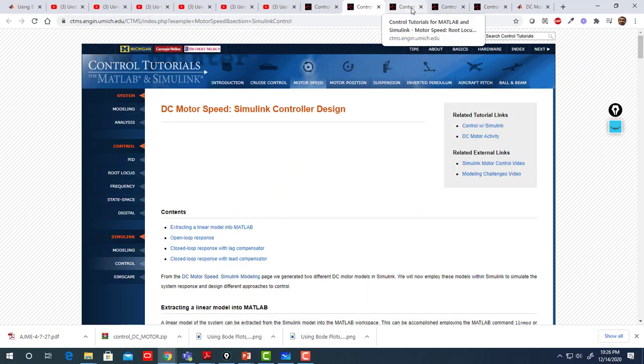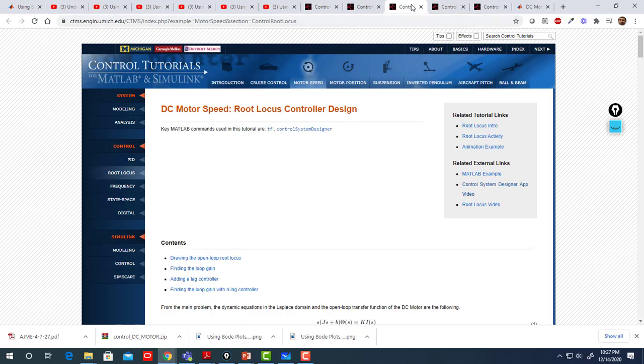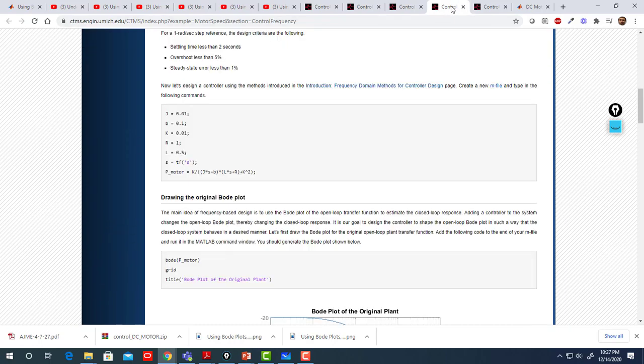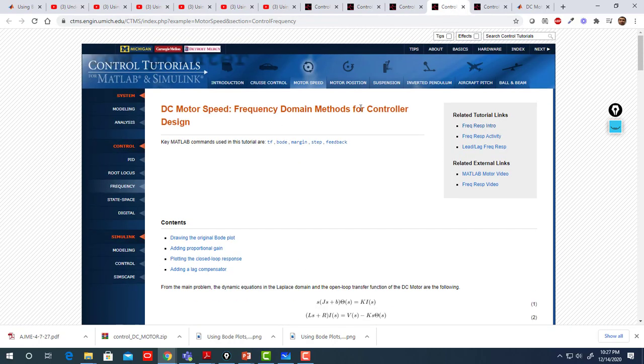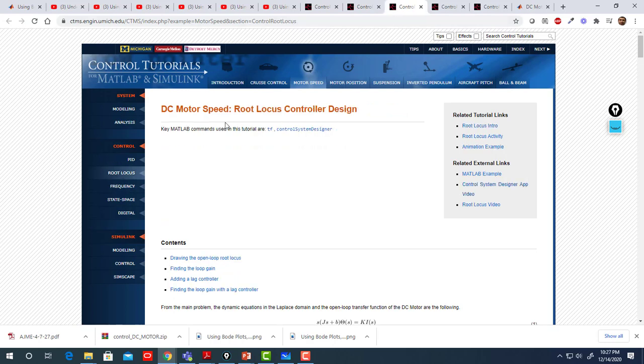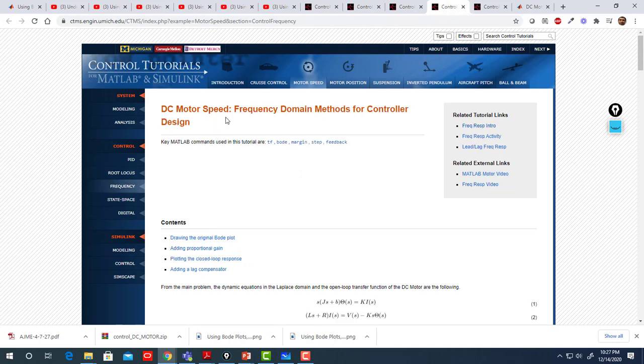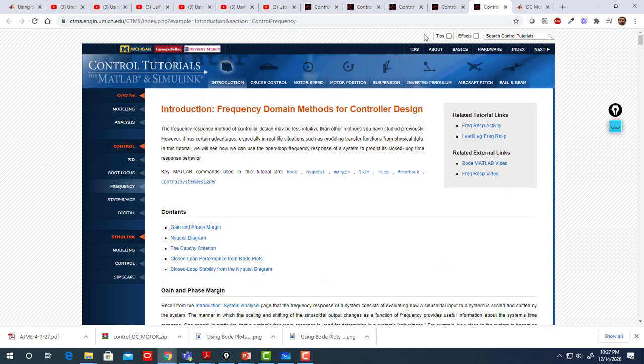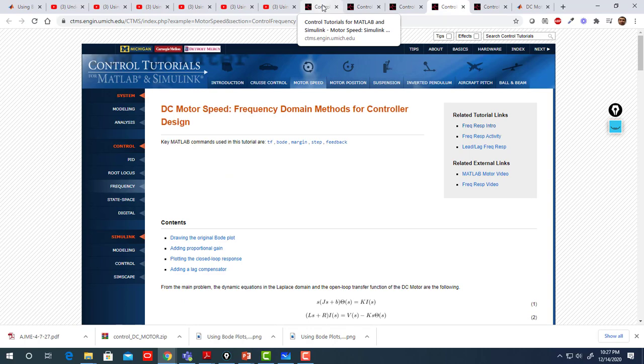Alright, here is what you do after doing root locus controller design and frequency domain controller design for a DC motor. So you could go and do root locus controller design for a DC motor, also frequency domain controller design for a DC motor. Here an introduction to controller design in frequency domain, but this is more like a course if you wish. But basically those are the tutorials which I recommend you go over.